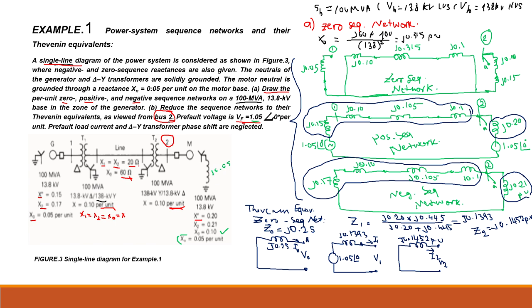Now, how these Thevenin equivalent circuits, the zero sequence circuit, the positive sequence circuit, and the negative sequence circuit, are interconnected with each other, this is what we shall see in the following lectures.